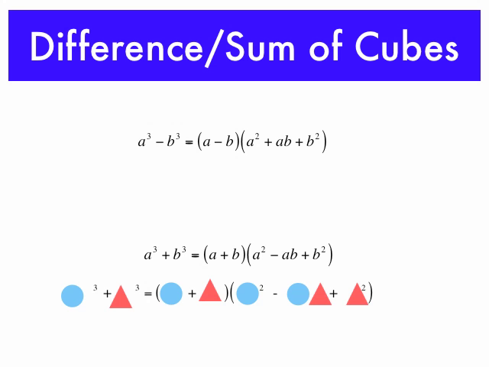Okay, now we will do binomials that are not difference of squares, but are difference of cubes. So we want to see if things are perfect cubes. For instance, numbers like 8, because 8 is 2 times 2 times 2, or 27, because that's 3 times 3 times 3. So those are the types of numbers we're looking for.